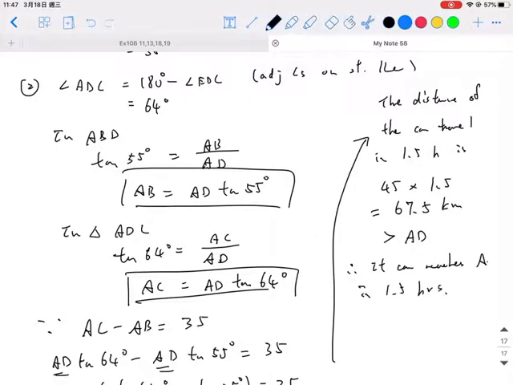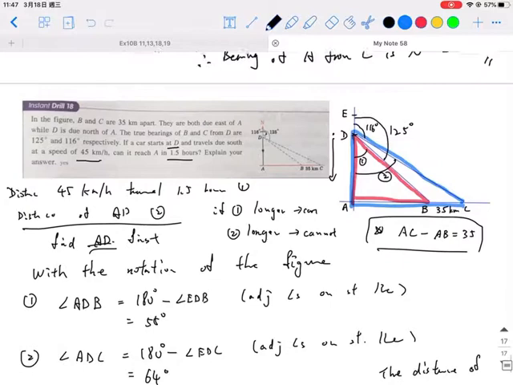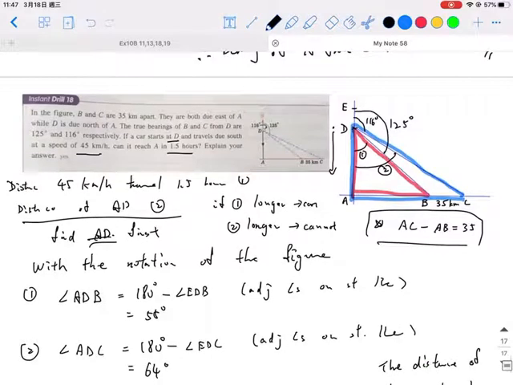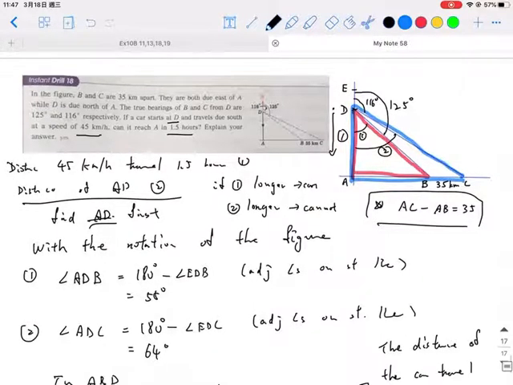So that's the end of instant drill 18. The key concept is you need to find AD first, okay, and then you need to find the distance that a car travels. So you compare these two distances so that you can find the answer.